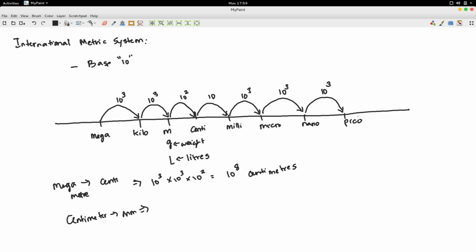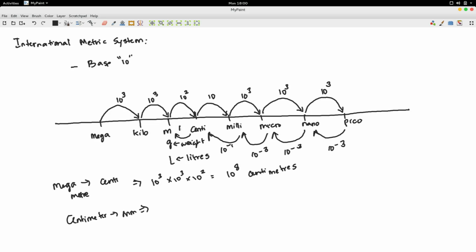Now when you go in the reverse direction, it's quite easy. Instead of multiplying by the positive powers, you'd be multiplying by negative powers. So pico to nano would be 10 raised negative 3. Nano to micro, you multiply by 10 raised negative 3. Micro to milli, you multiply by 10 raised negative 3. Milli to centi, you multiply by 10 raised negative 1.